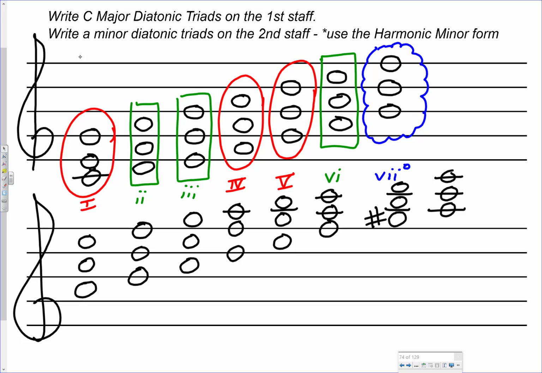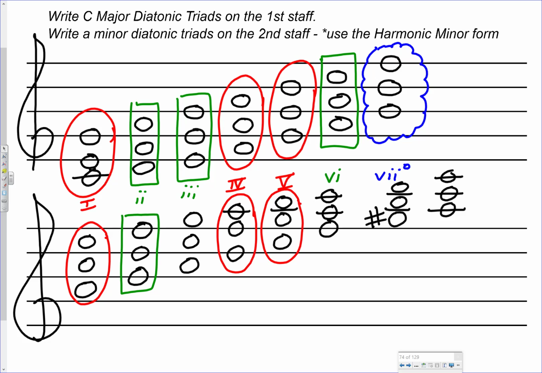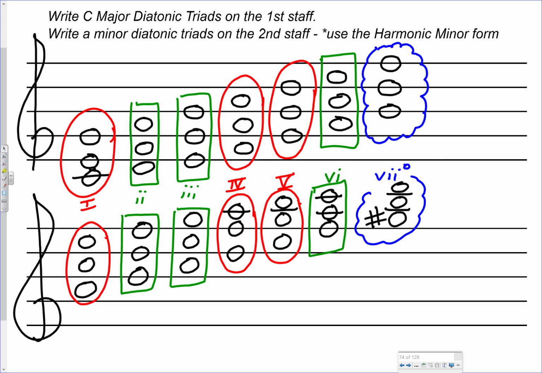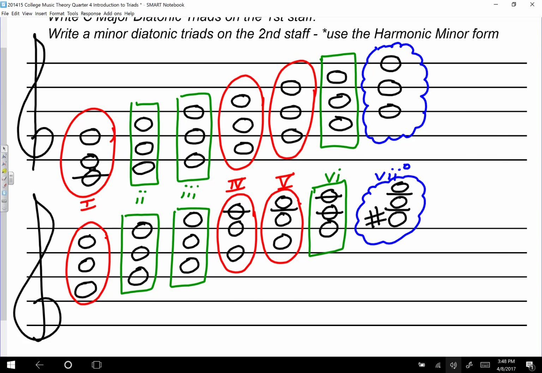Let's go ahead and circle our primary triads for A minor. It's still going to be 1, 4, and 5. Let's go ahead and box our secondary triads. That's 2, 3, 6. Let's bubble our leading tone.